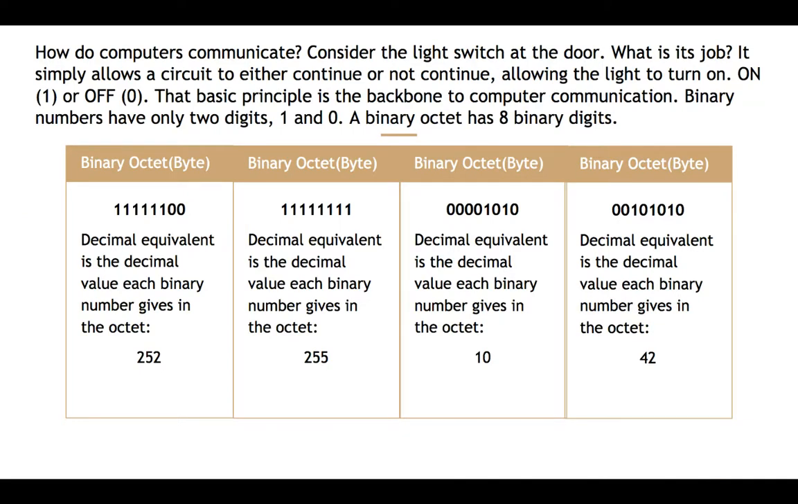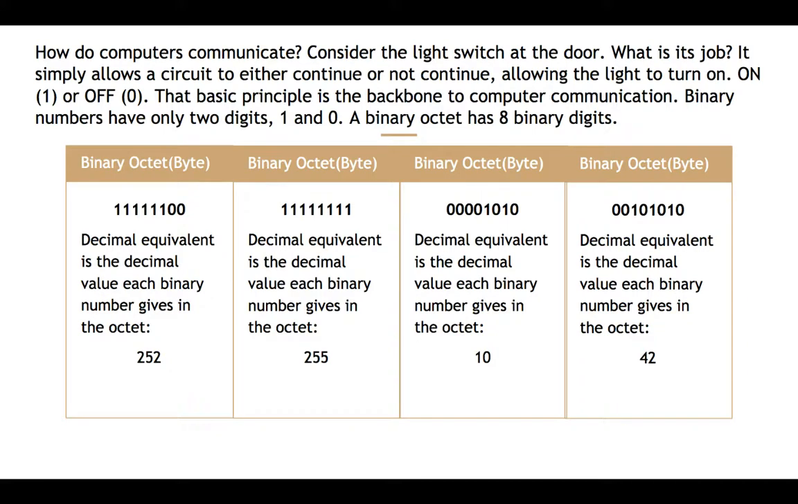So how do computers communicate? Consider the light switch at the door. What is its job? It simply allows the circuit to either continue or not continue, which allows the light to turn on or stay off. On is 1 and off is 0. That basic principle is the backbone to computer communication.